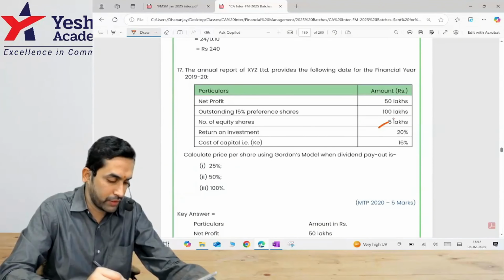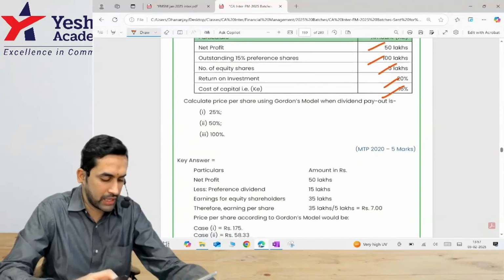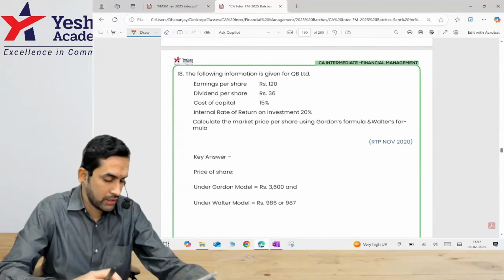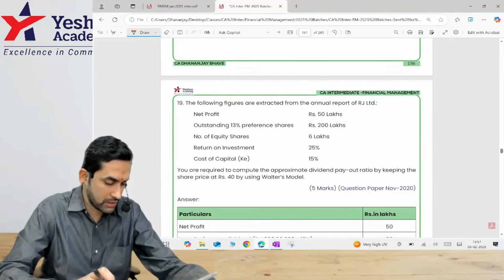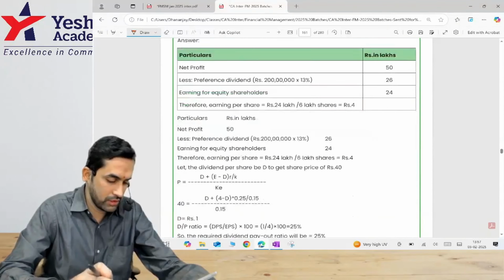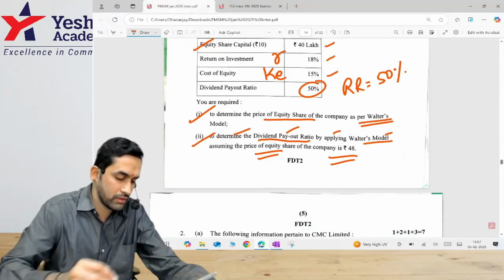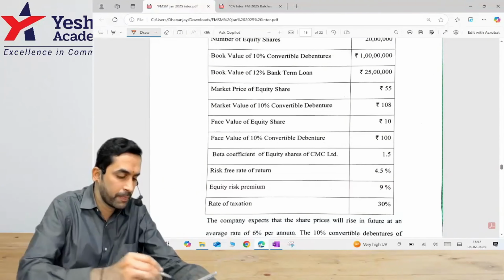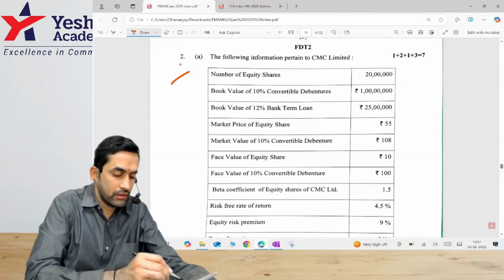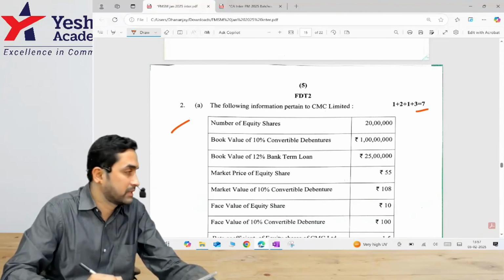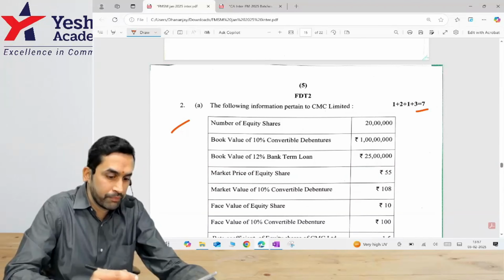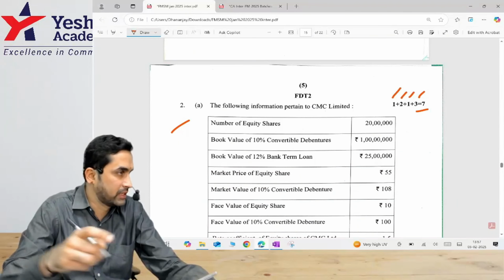See this: number of equity, return on investment, cost of capital, net profit, outstanding preference shares. If you have practiced these sums, this question paper was actually doable. Next, this is one question they asked for 7 marks, and if you look at the marks distribution, 1, 2, 1 and 3, that means there are 4 sub questions.